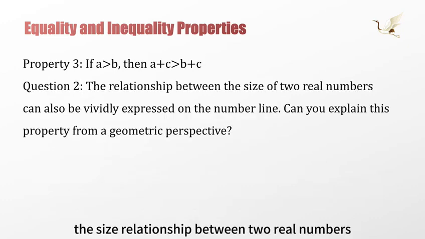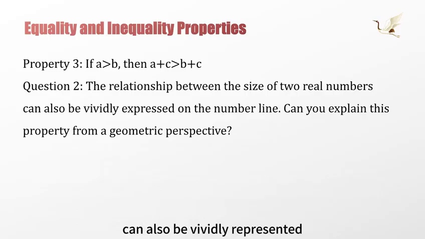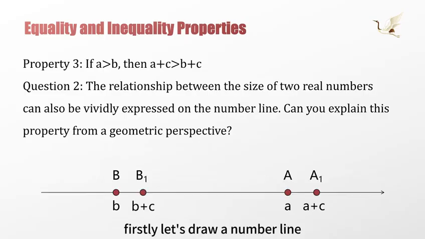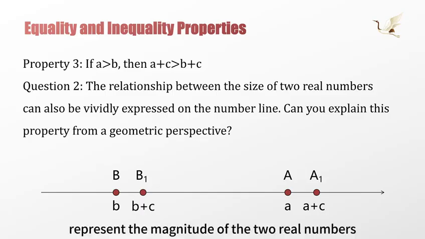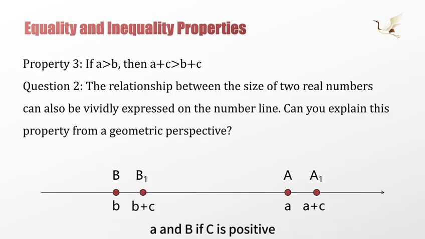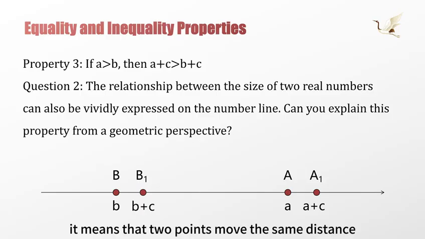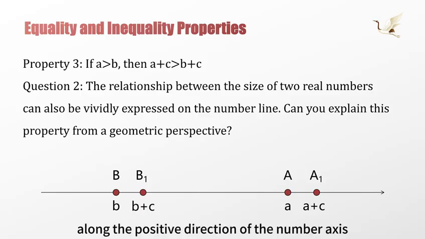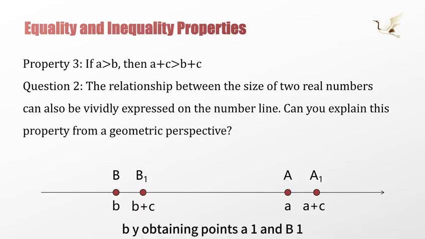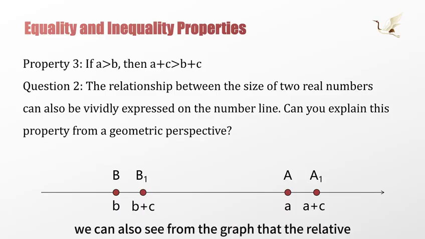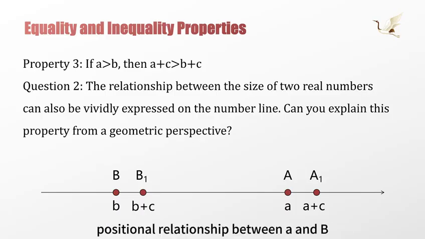The size relationship between two real numbers can also be vividly represented on the number line. Can you explain this property from a geometric perspective? Firstly, let's draw a number line where the positions of points A and B represent the magnitude of the two real numbers a and b. If c is positive, it means that the 2 points move the same distance along the positive direction of the number axis. By obtaining points A1 and B1, we can also see from the graph that the relative positional relationship between A and B, as well as A1 and B1, has not changed.